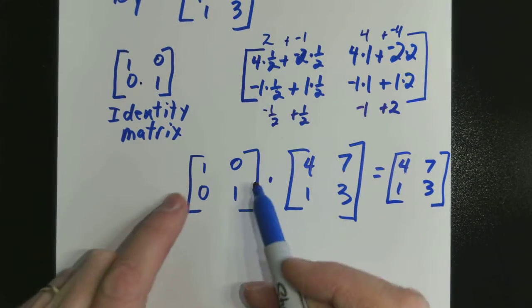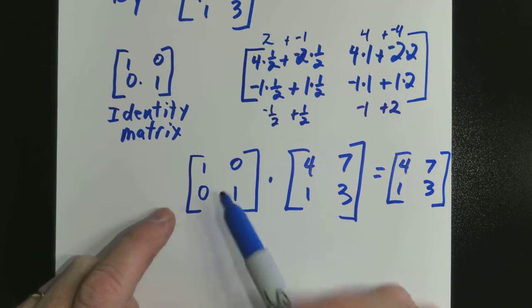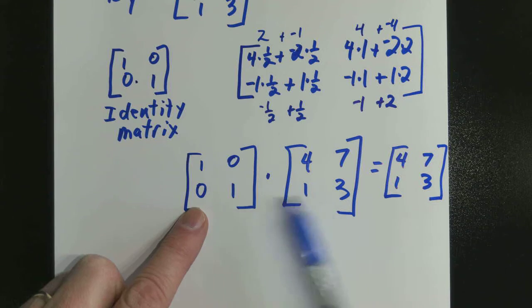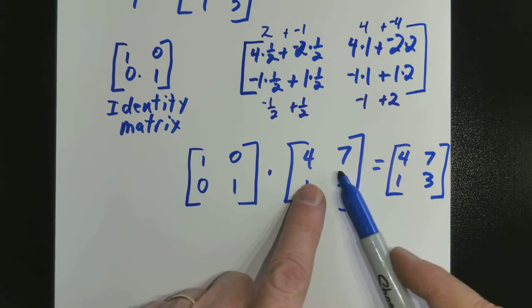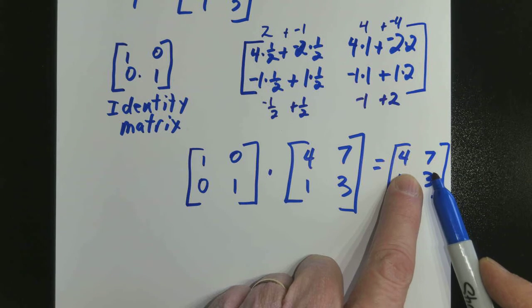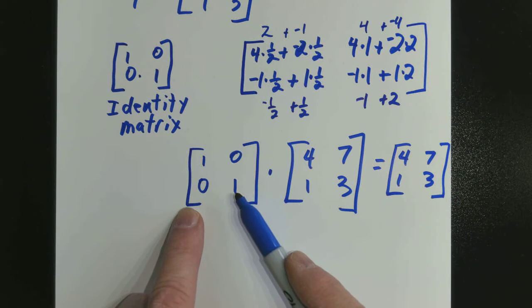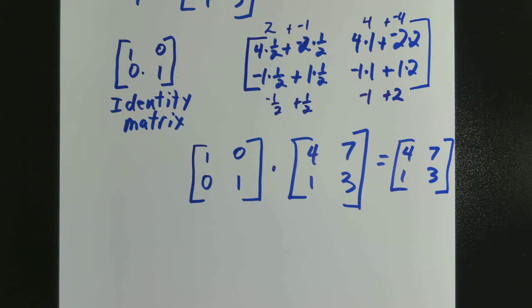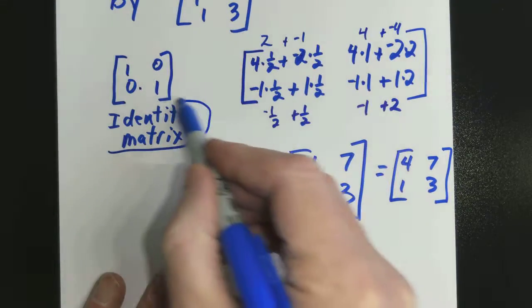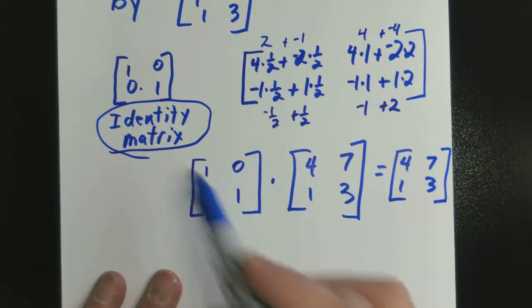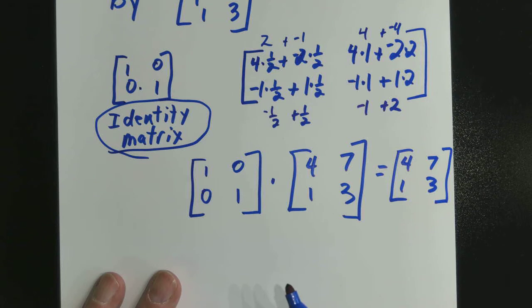All right, so what's this analogous to, just with numbers? I take this matrix times this matrix, I get this matrix. What's this like in the real number system? Multiplying by 1. And 1 is the multiplicative identity, so that's why we call this the identity matrix. Any questions on that? Okay.